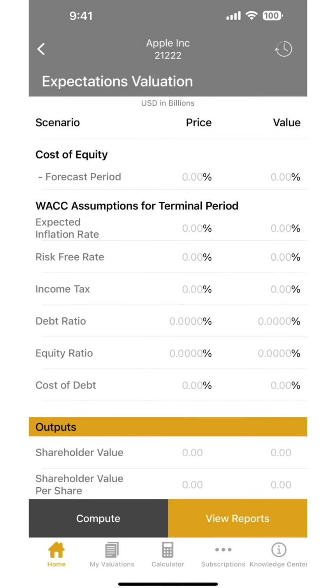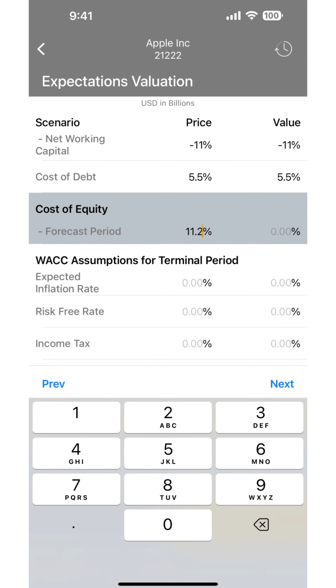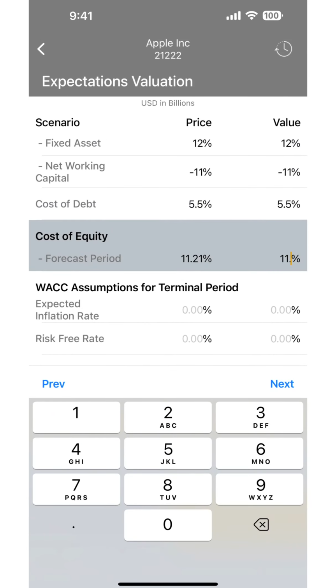The cost of equity for Apple is taken at 11.21%, as per the computation in the cost of equity during the forecast period by the app. Please review the computation in the cost of equity history screen.